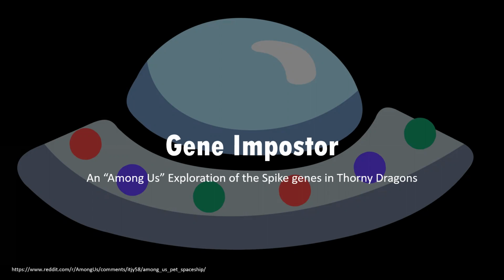I decided to use the popular game Among Us to illustrate how this developmental network operates. For this metaphor, the production of spikes will be considered our spaceship, and each character has a task relating to making sure the spaceship runs smoothly. Imposters will be mutations that might prevent the spike ship from running smoothly.